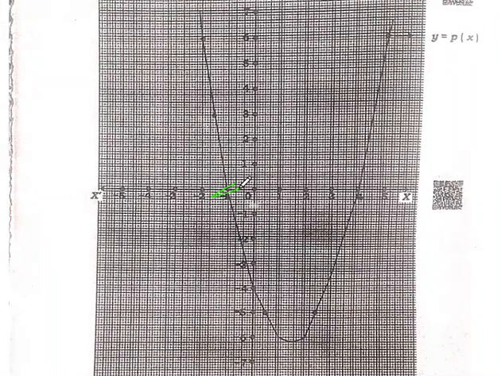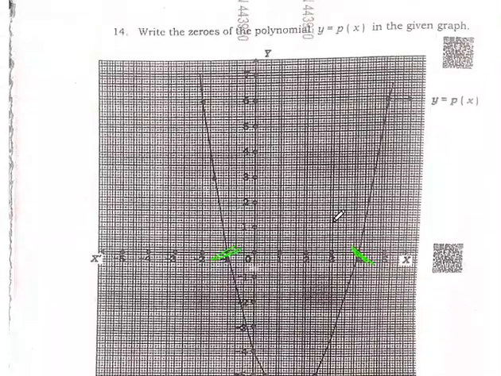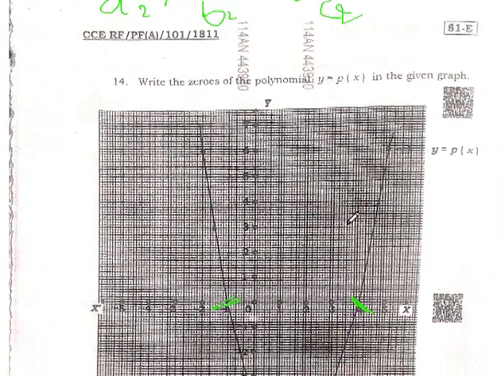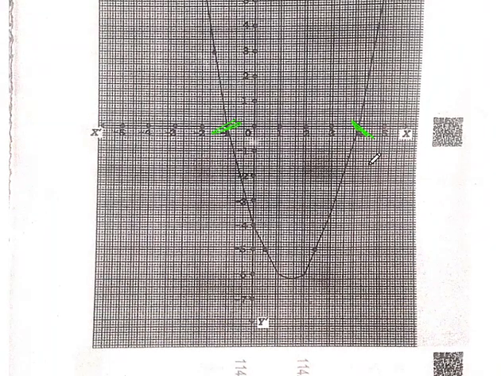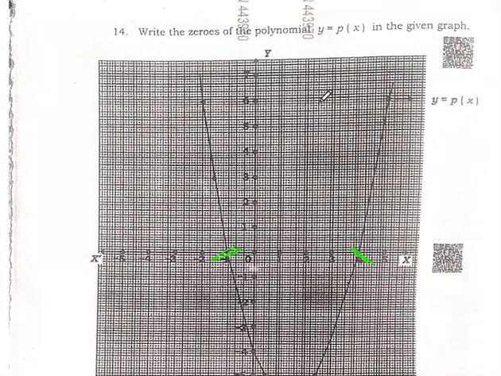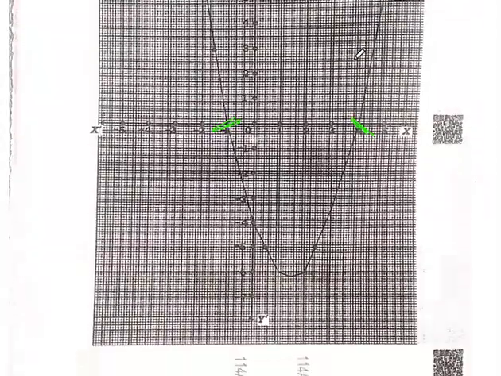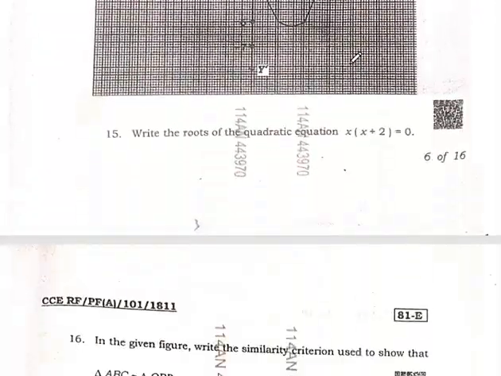Here it is intersecting and here it is intersecting. At how many points is it intersecting the x-axis? It is intersecting at 2 points, so it has only two zeros and two solutions. So I have to write: the graphical representation is intersecting the x-axis at 2 points. Therefore, the given polynomial, y equals p of x, has only two zeros or two solutions. You have to write the conclusion.